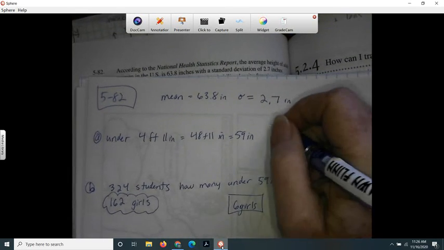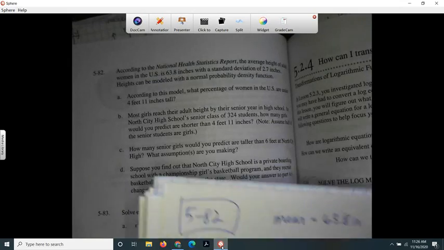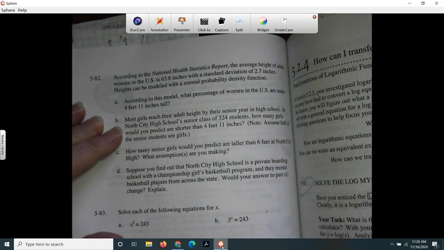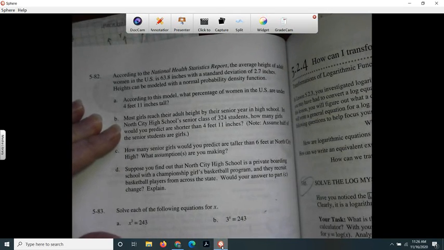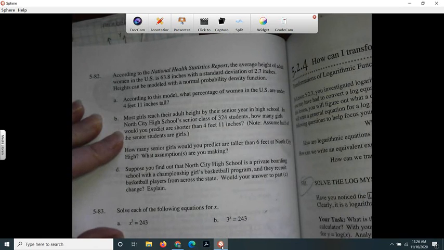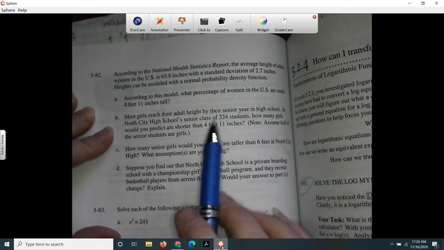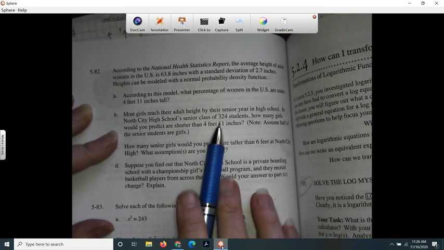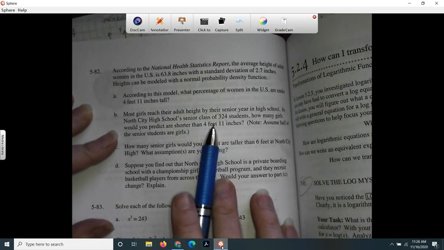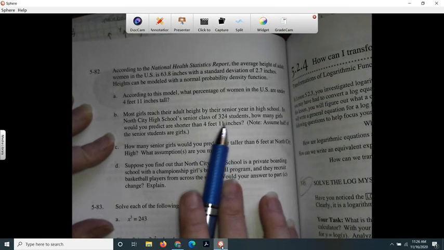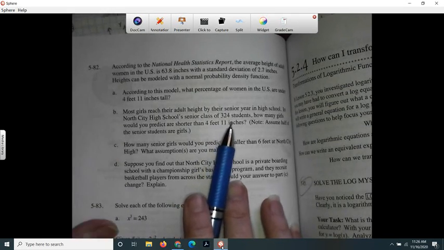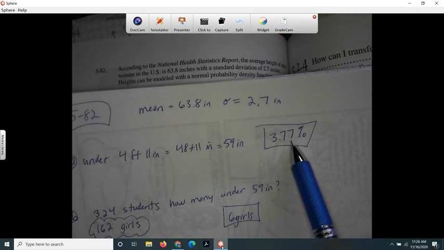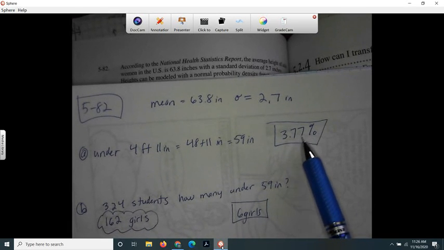That's for letter A. Then letter B says, most girls reach their adult height by their senior year in high school. In North City High School's senior class of 324 students, how many girls would you predict are shorter than, remember that was 59 inches? Assume half the senior students are girls. So now I have to find out what half of 324 is. So I think 162 is how many girls there are. And remember, we had 3.77% because we already figured that out in letter A.